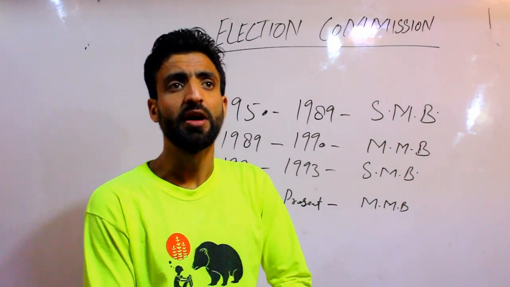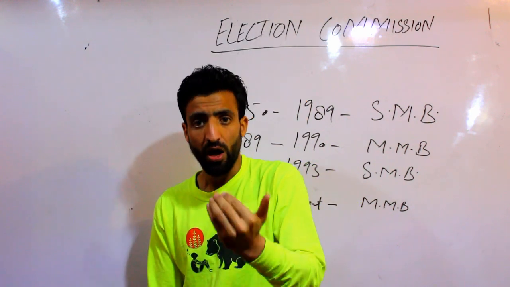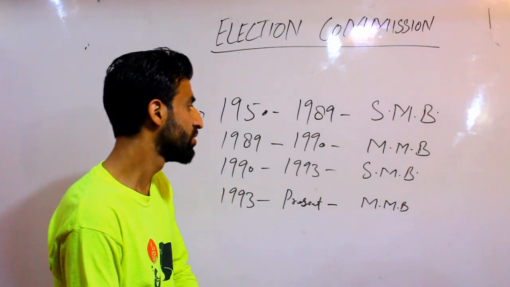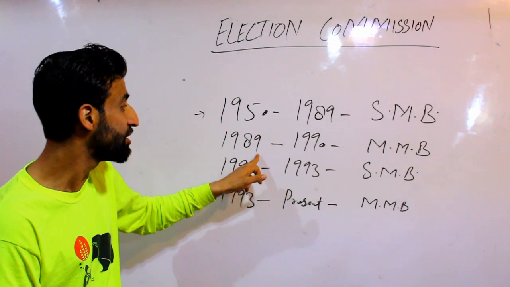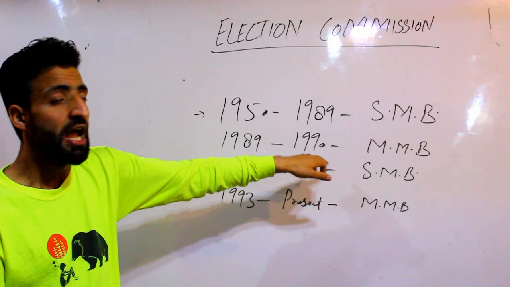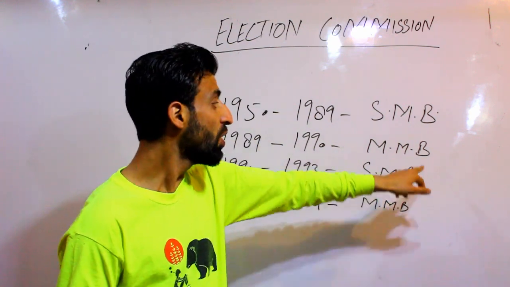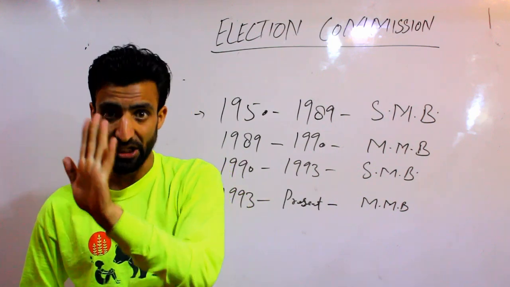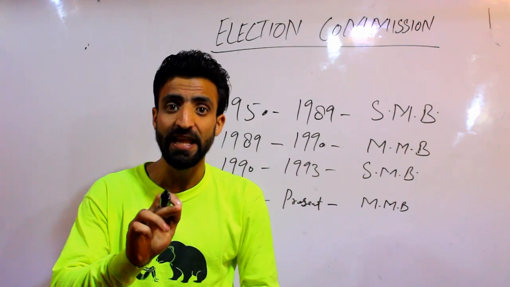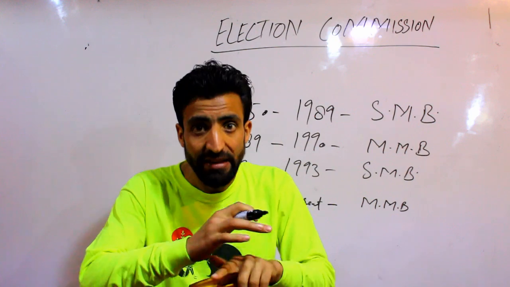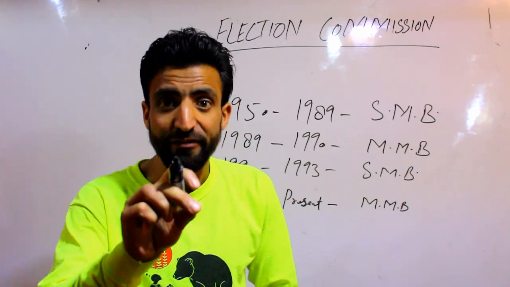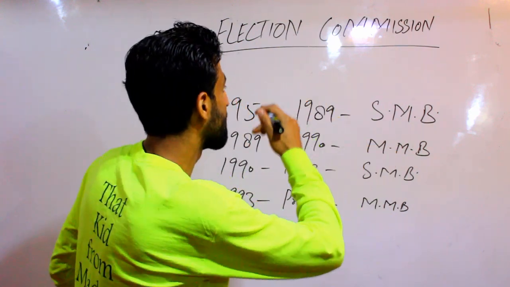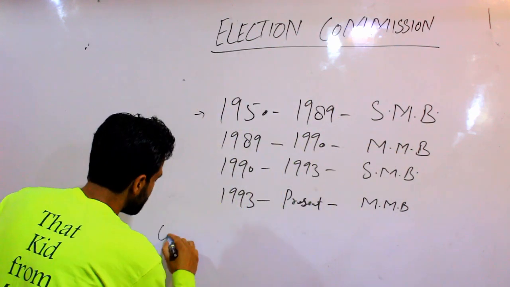But in 1989, Rajiv Gandhi government advised the President to appoint other 2 commissioners. So from 1989 to 1990, it became a multi-member body. So here it was Chief Election Commissioner plus 2 other election commissioners. And when there is Chief Election Commissioner and other election commissioners, the Chief Election Commissioner acts as a chairman of Election Commission. Chairman.